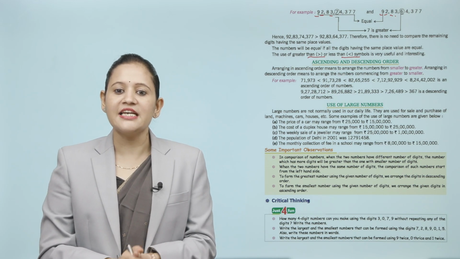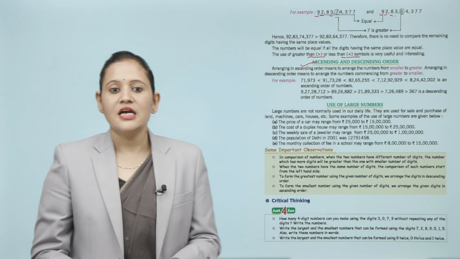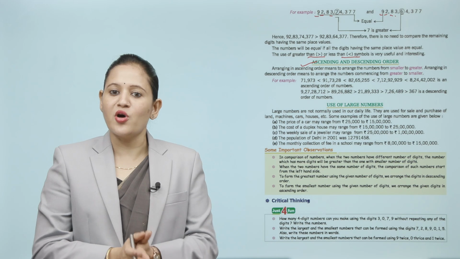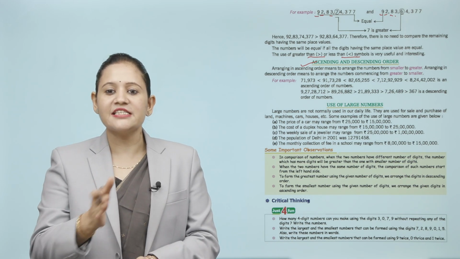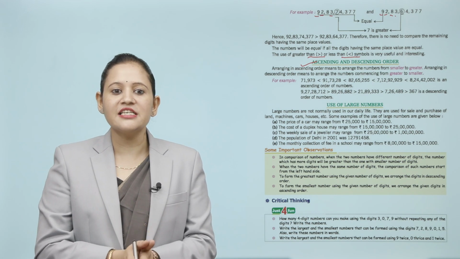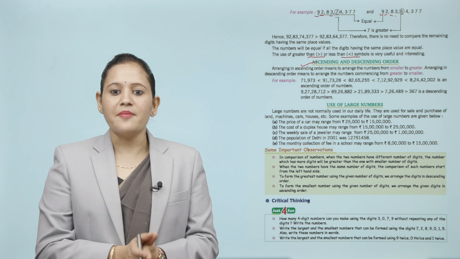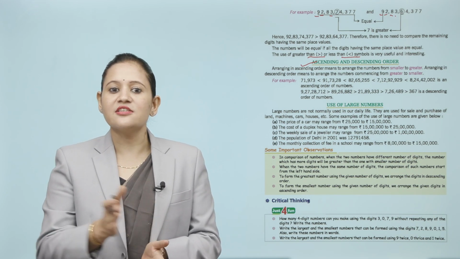Next is ascending and descending order. Arranging in ascending order means to arrange numbers from smaller to greater. Ascending order means smaller से greater की side में आपको number को arrange करना है. Arranging in descending order means arrange numbers commencing from greater to smaller. Descending order means greater to smaller.